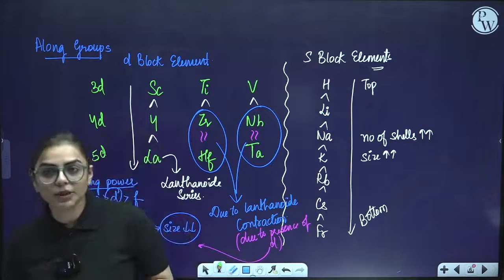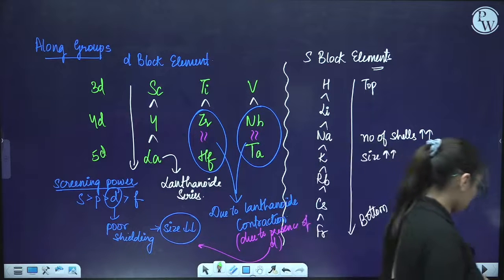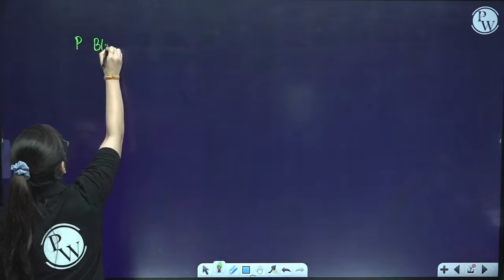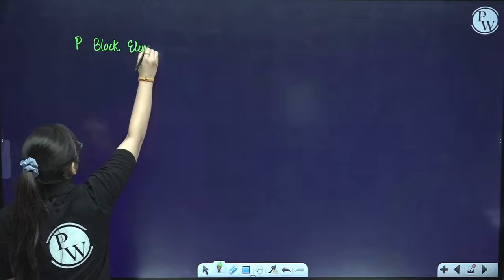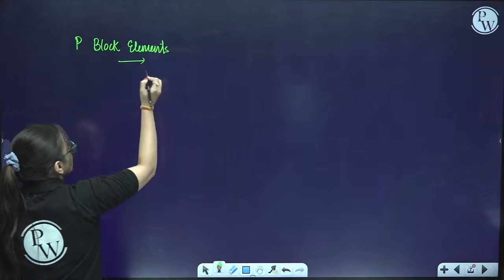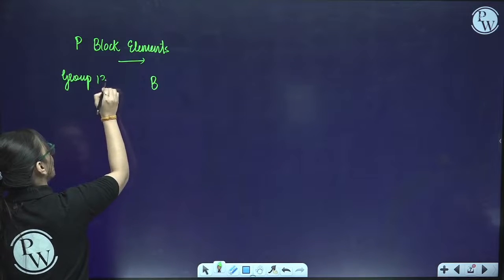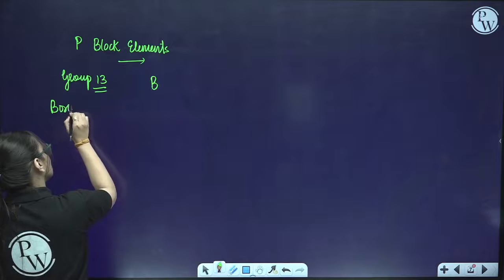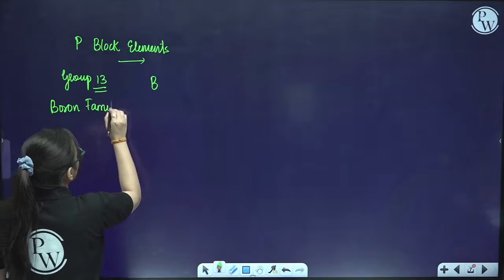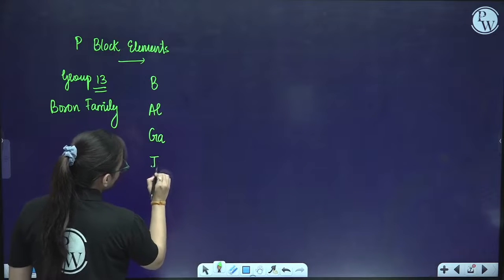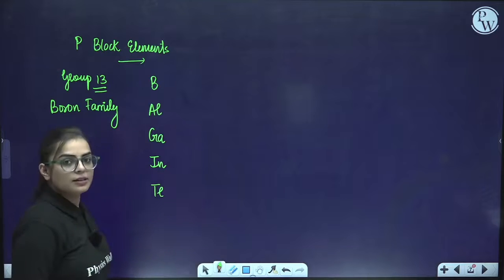Now we are going to start with the P block elements, but first of all, everybody write it down. We will be writing for P block elements now. See, for P block elements, for example, I am writing for group number 13, that is your boron family. Boron family is boron, aluminium, gallium, indium and thallium.